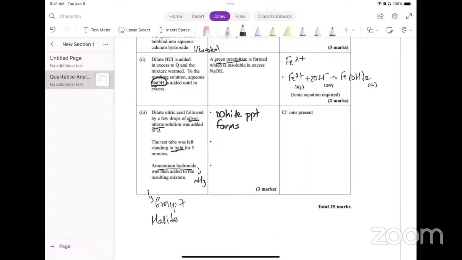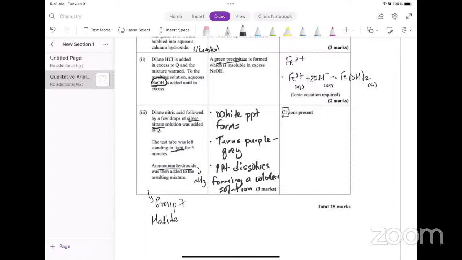And then leaving it in light standing for minutes, we would say that it turns purple to gray. So that's 2 marks. And then adding ammonium hydroxide, right? Adding ammonia, right? The precipitate dissolves, forming a colorless solution. And all that you can get based on chlorine.